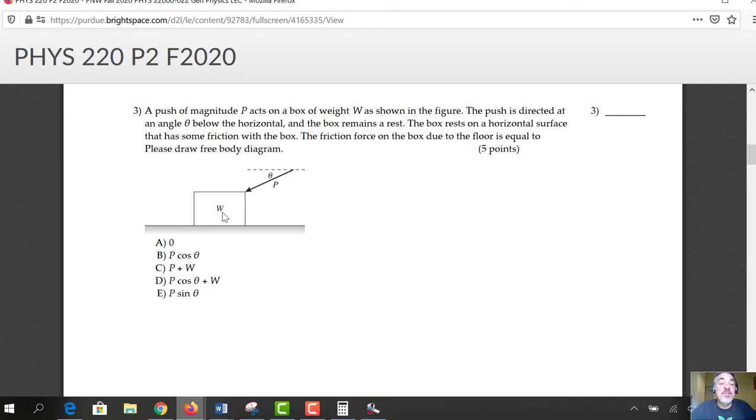A push of magnitude P acts on the box of weight W, as you see in this picture. The push is directed at an angle below the horizontal. You see that here. The frictional force on the box due to the floor is equal to, so the frictional force has to be equal to one of those. Please draw the free body diagram and solve this. Okay, so let's do that and solve it.